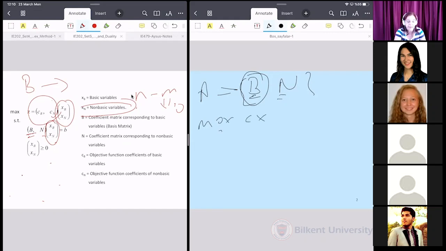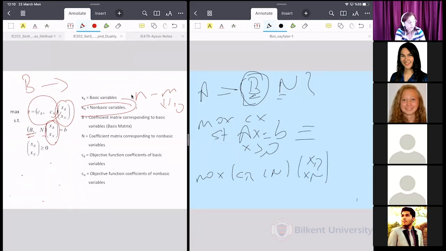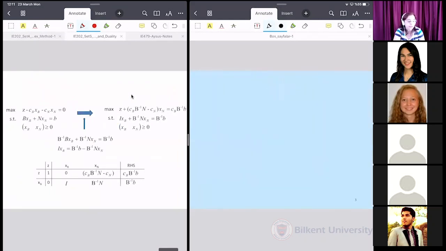Maximize cx subject to Ax equals b, x non-negative, is the same as maximizing [cB, cN][xB, xN], because I just partitioned it. It's already written here, so I don't need to write it again: [B, N][xB, xN], and that's it. All right? Okay. Now this is important.